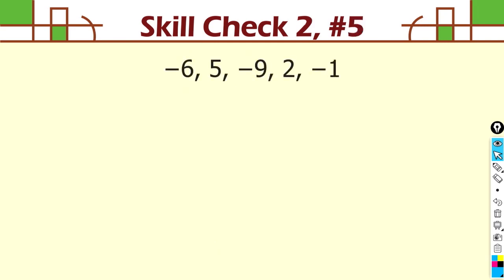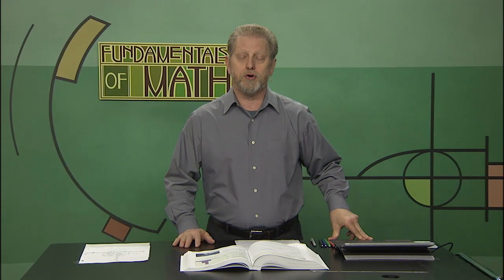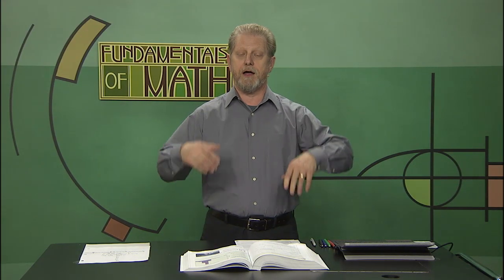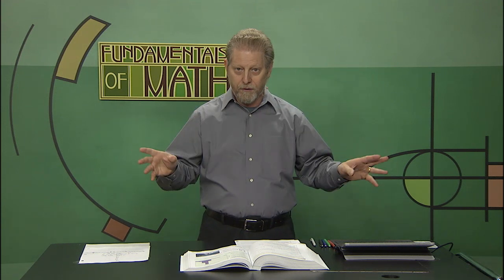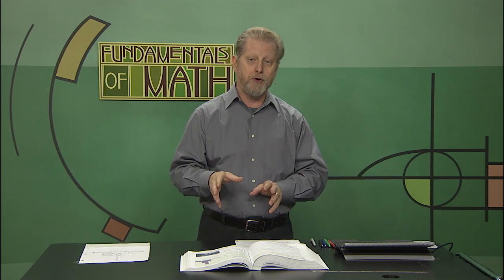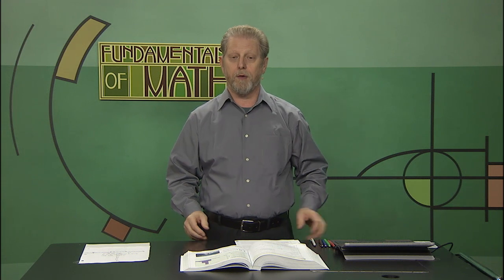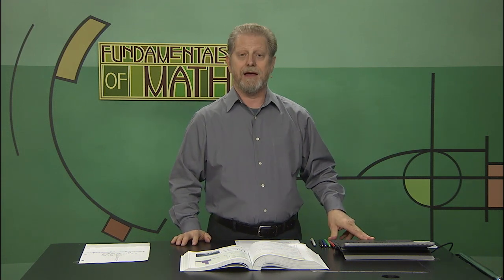The same thing here. You would have the negative 9 first. The 5 goes last on the right. And then negative 6, negative 1, and 2 going in that order in between. Okay. That's our introduction to integers as far as what they are, where they are on the number line, how you graph them, how you order them, how you compare them, in other words.